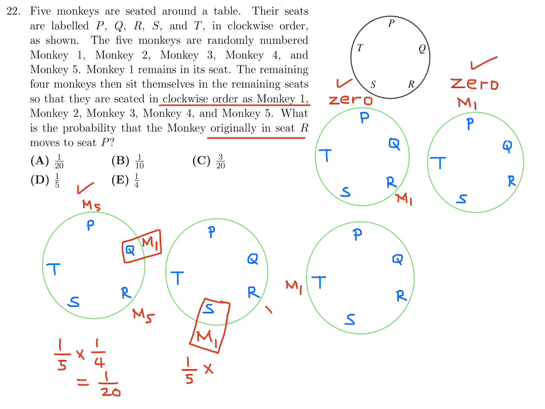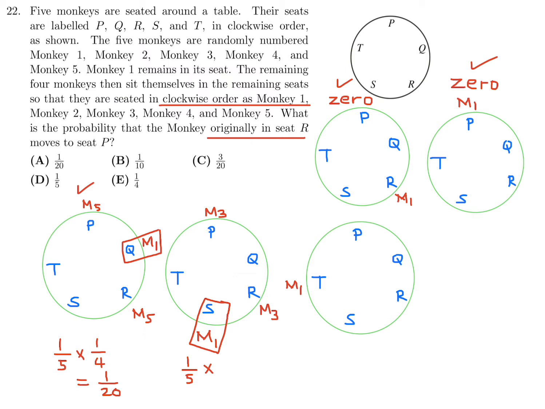We want some guy to go from R to P. Well, when the arrangement happens, it's got to be monkey 2, monkey 3, monkey 4, monkey 5, like that, right? So monkey 3 has to end up in P. So that means he originates in R. See, he originates in R, but then once the rearrangement happens, because it's done according to clockwise order, 1, 2, 3, 4, 5, he's going to end up going to P. So what's the probability of that happening?